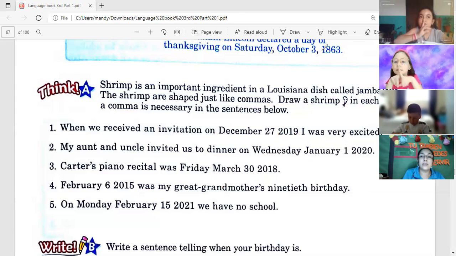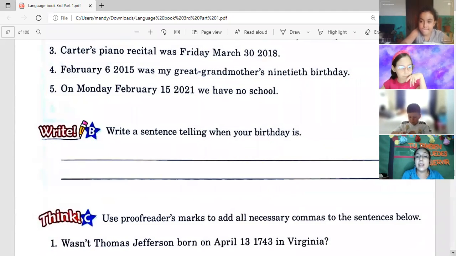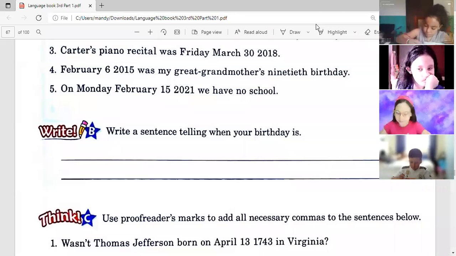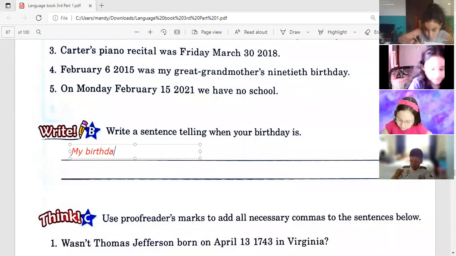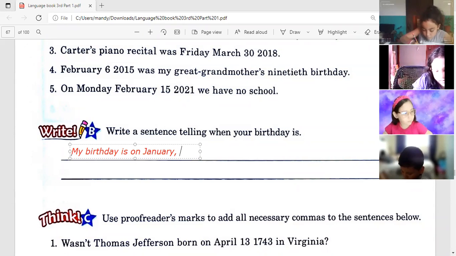Let's continue. Now part B. Write a sentence telling when your birthday is. So you write the day of your birthday. For example, you start with my birthday is on, then you write the month of the year, January. Remember the month of the year, you write with capital letter. My birthday is on January 20, period.